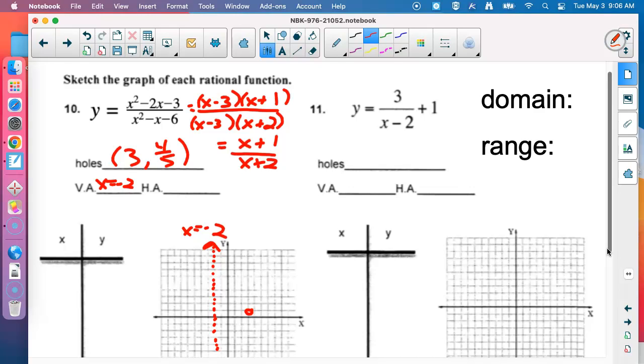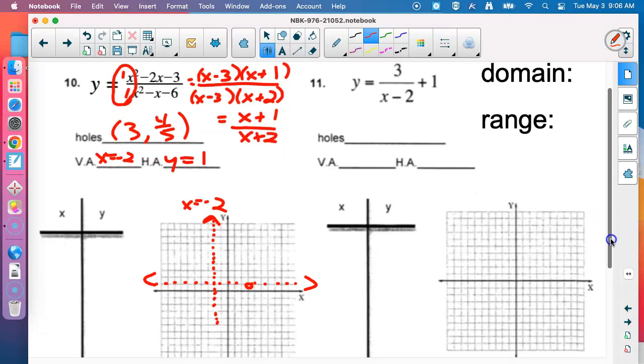Horizontal asymptote. Without me prompting, can you tell me what the horizontal asymptote is? Good. Somebody said 1. The degrees are equal. Do the funky fraction. Let's get that one on here. Trying to keep that up there far enough so we can still see what the original equation was.